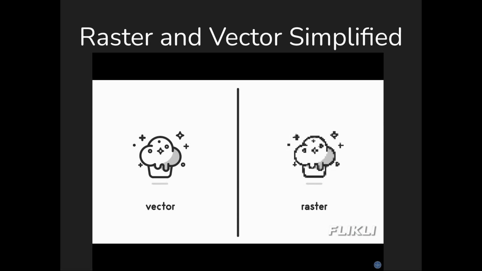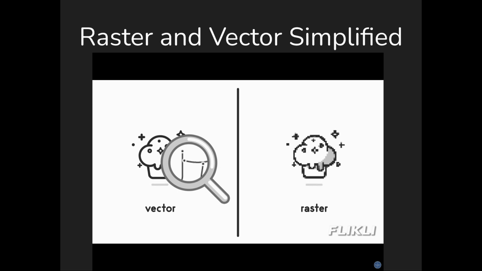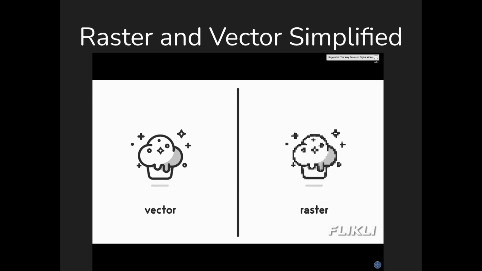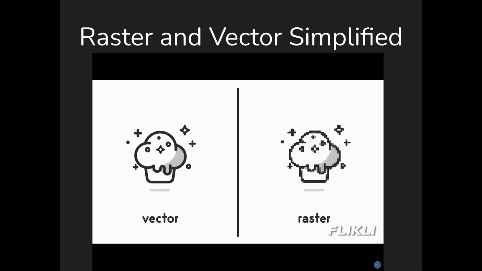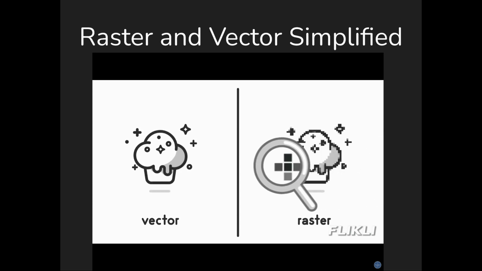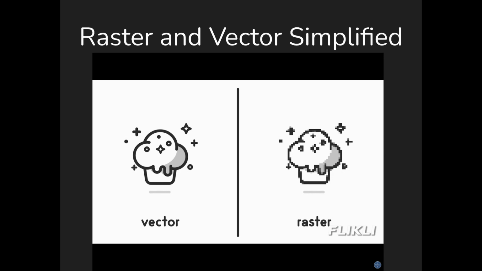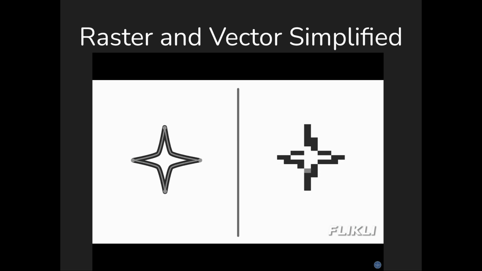The vector cupcake looks clear and undistorted because it's made up of points, lines, curves, and basic shapes. These elements are calculated for every level of scale, so the image quality stays the same regardless of size. The raster cupcake is grainy and distorted because it's made up of a bunch of small units called pixels. Zooming in makes the pixels a lot more obvious. Vector images are generally less detailed because they're composed of basic elements.